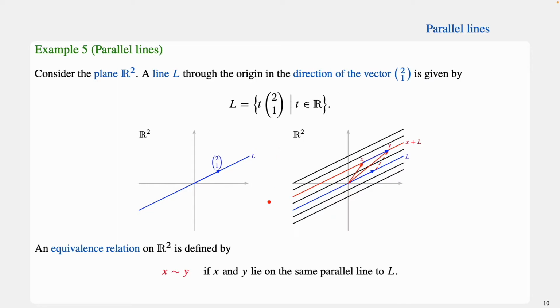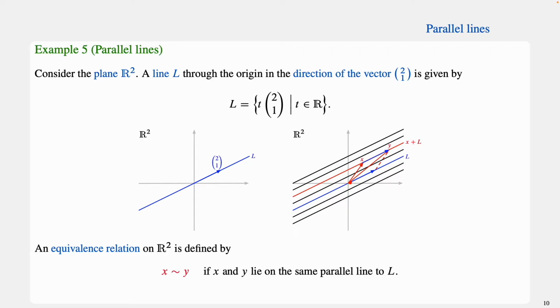Now, we define an equivalence relation on the plane R2 with the help of this line. Namely, we say that two vectors, x and y, should be equivalent if x and y lie on the same parallel line to L. Note that here the letters x and y mean vectors in the plane. They do not mean individual coordinates.